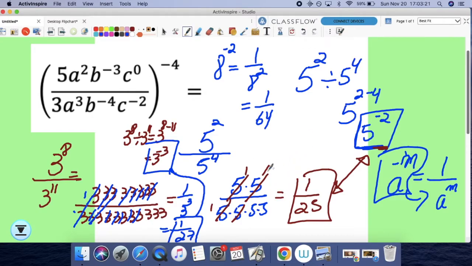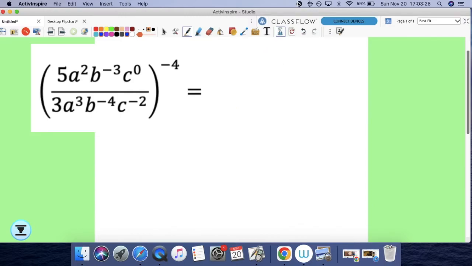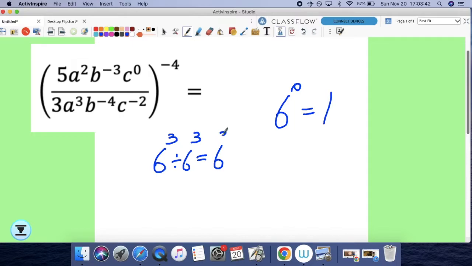So that's your quotient rule and the explanation of your negative exponent. And then we had something to the 0 power equals 1. How do we explain that? Well, again, let's use this example. 6 to the third power divided by 6 to the third power. Well, quotient rule says keep the base, subtract exponents, and we get 6 to the 0. But I still don't know how that became 1.